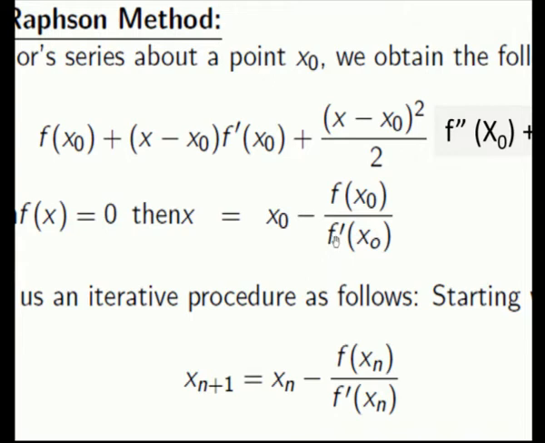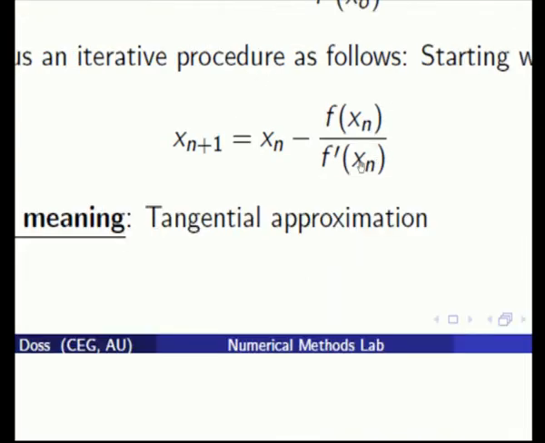We have an iterative procedure. This particular technique gives an iterative procedure that starts with the previous x naught, substitutes it in the right hand side expression, and obtains the new root. So, it is not an exact root, it is an approximate root.